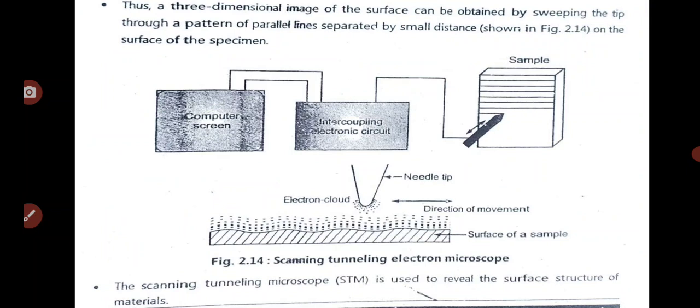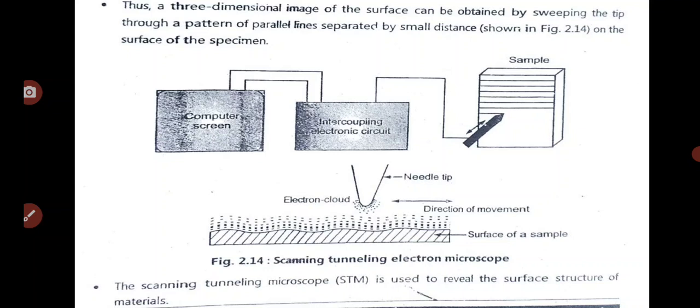So in this method, the tip of the needle is close to the surface, and the needle scans, and whatever data is obtained is recorded on the computer screen. A three-dimensional image of the surface can be obtained by sweeping the tip through a pattern of parallel lines separated by a small distance, which is shown in this figure. This instrument is the scanning tunneling microscope, that is STM, which is used to reveal the surface structure of the material.